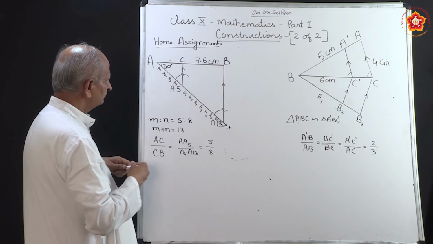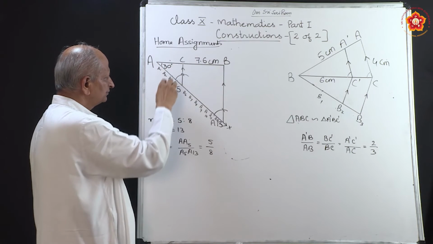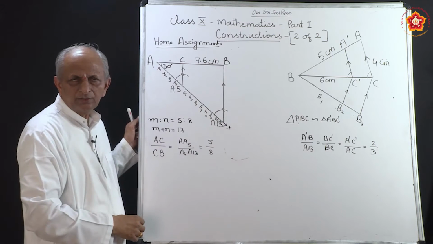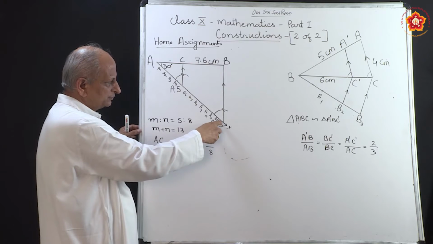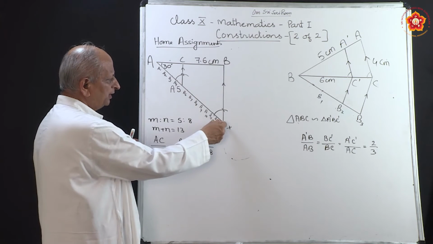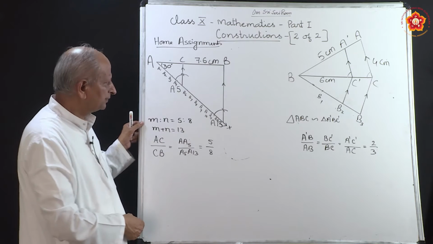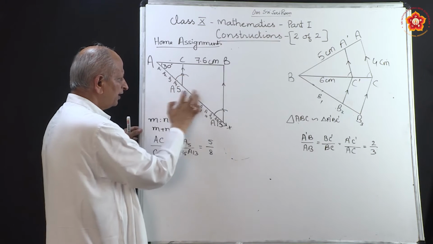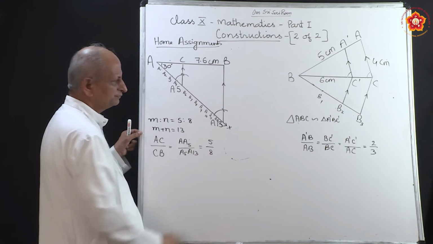and in that ray, using compasses, make 13 equal segments, say AA1, A1A2, all are equal, of convenient radius, you can take, say 1 centimeter. Cut off arcs like that, 13 arcs you draw, and after that join that A13 to B. Is it all right? Then you have to draw a parallel line to this from A5, because the ratio is 5 is to 8.